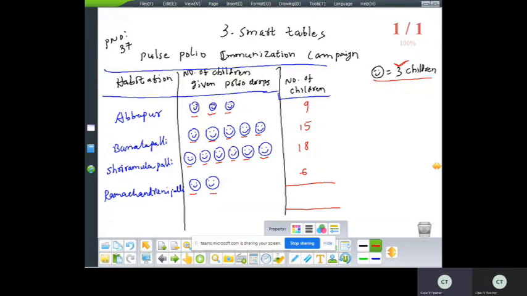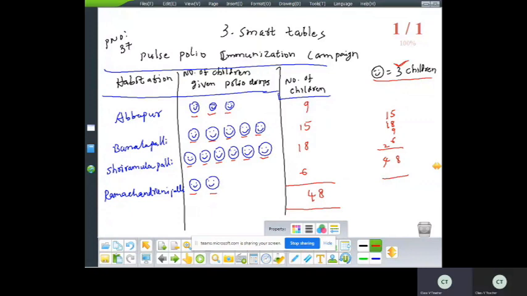Now total strength. How many children have been given pulse polio drops in the entire village? See, we want this total. 15, 18, 9, 6. 6 plus 9, 15, 15 plus 5, 20, 20 plus 8, 28, 2 plus 1, 3, 3 plus 1, 4. Total 48 children. 48 children have been given pulse polio drops in the entire village.